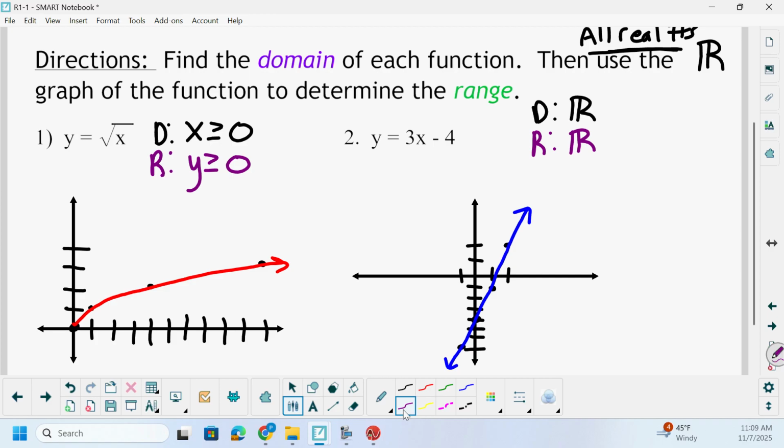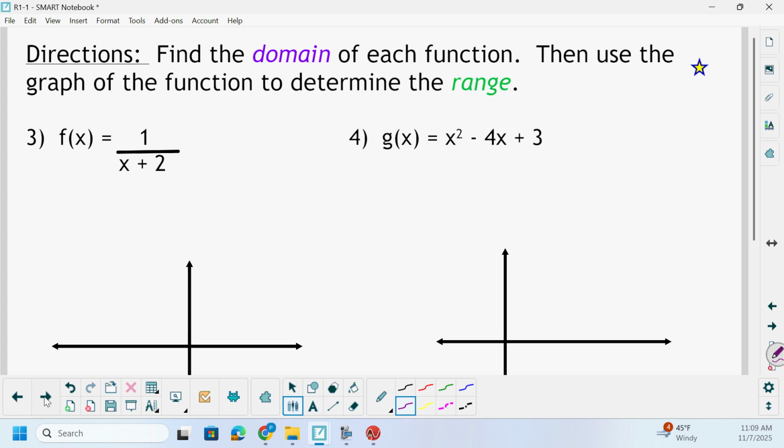Down on the bottom, we're going to do the same idea. So we're going to start by finding the domain. We have a fraction here, so we have to be cautious of the fraction. We need to make sure whatever makes the denominator 0 cannot be in our domain. So what we'll do is we'll take our x plus 2 and set it equal to 0. And we got x equals negative 2.